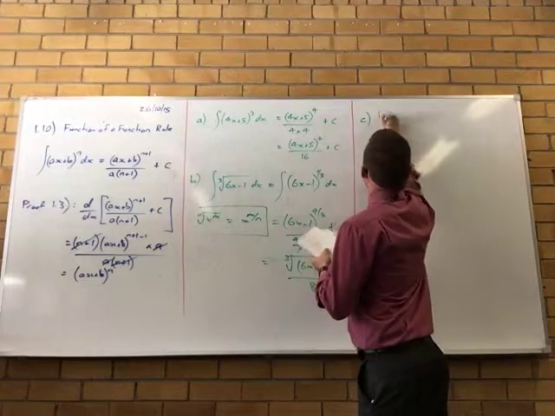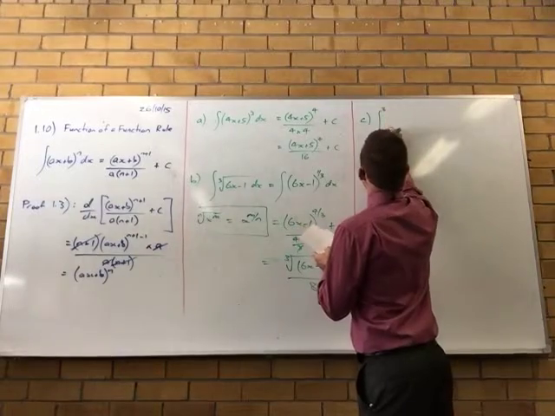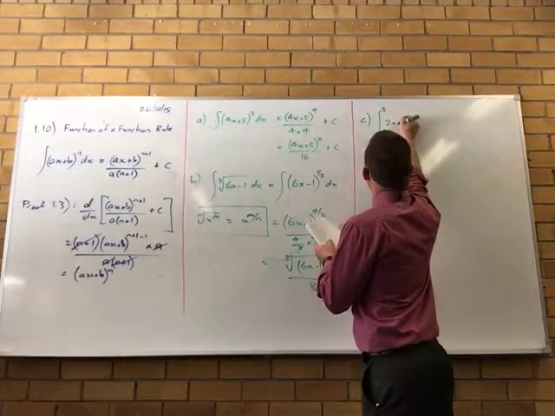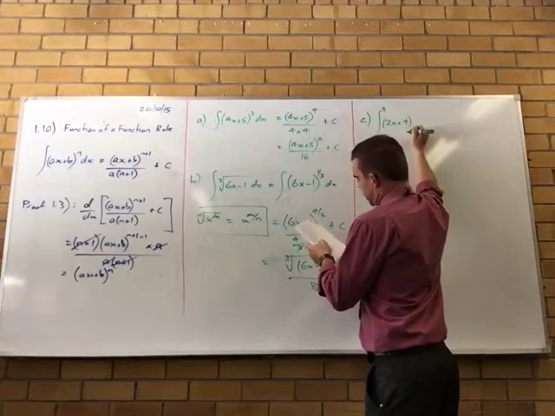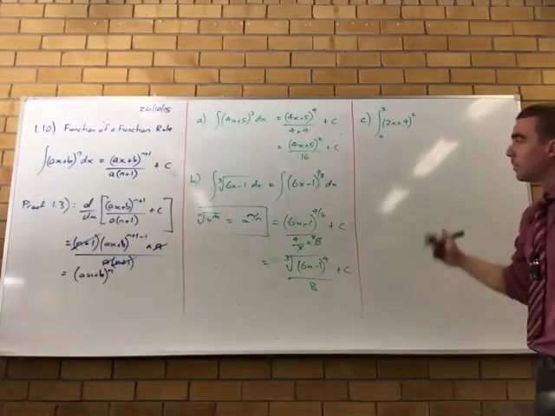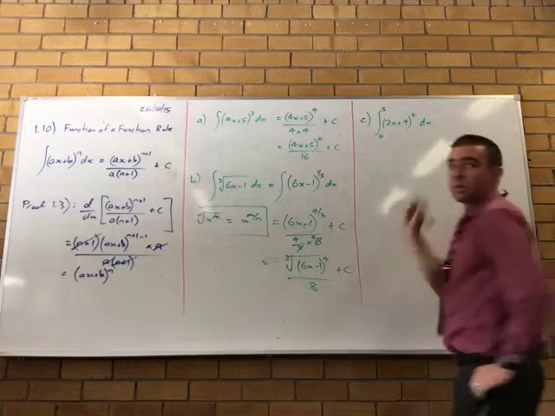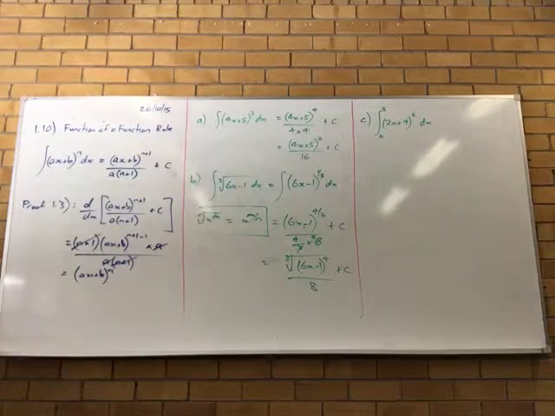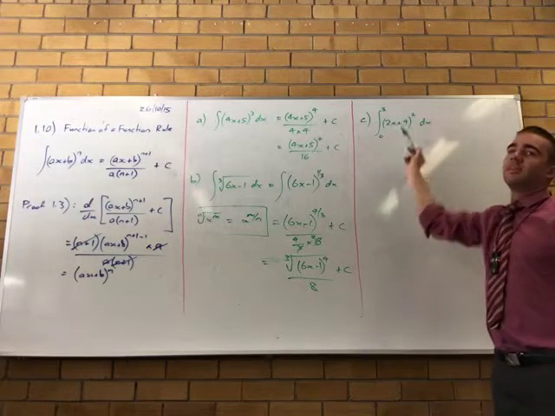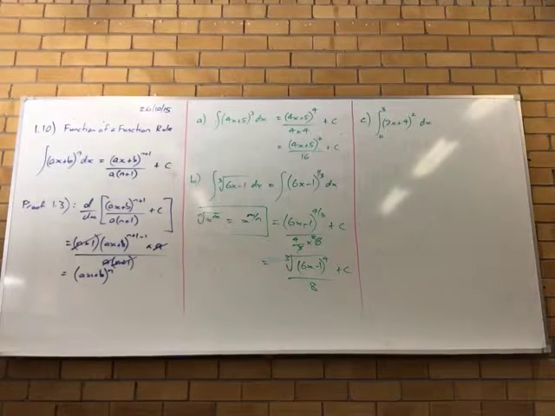Okay, C. The integral from 3 to 0 of (2x plus 4) to the power of 2. Okay, so now we don't have an indefinite, we have a definite integral because we are given values to integrate with respect to. When you have a definite integral, we do not need to include the constant because it will be eliminated once we do the working.